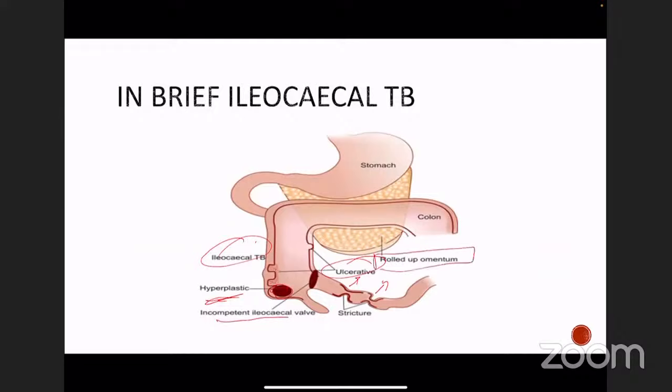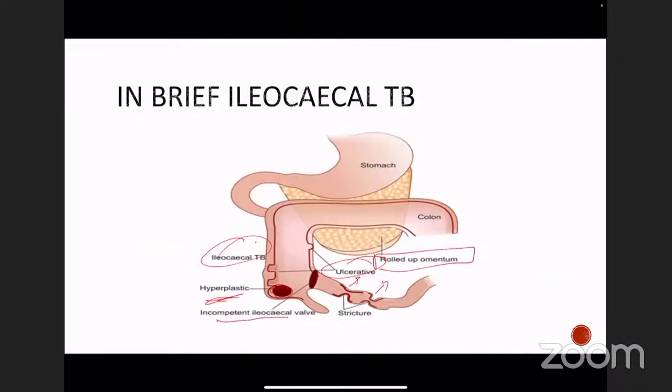The omentum can be rolled up due to involvement. It goes up, and it will shrink and be thickened, right? This was about ileocecal tuberculosis in brief. Now we have discussed intestinal tuberculosis. The ileocecal is most common, and second is ileal.